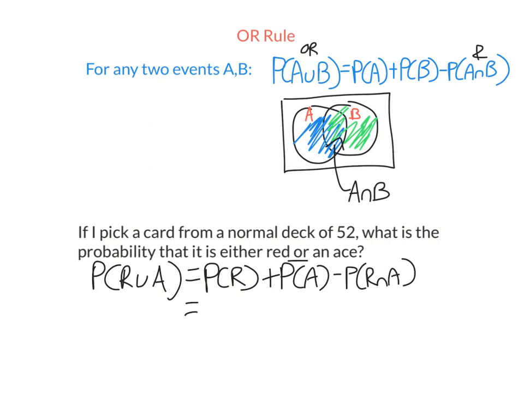So the probability I pick a red card is just a half. Every card is red or black. The probability of getting an ace is 4 over 52 or 1 over 13. There are 4 aces in the deck of 52. The probability of both is the probability I pick a card that's both red and an ace. Now there are 2 red aces in the deck. Ace of hearts, ace of diamonds. So it's 2 out of 52. So if you add up all these together, you get 28 over 52 or 7 over 13. And how easy is that? All right, let's now look more at Venn diagrams.